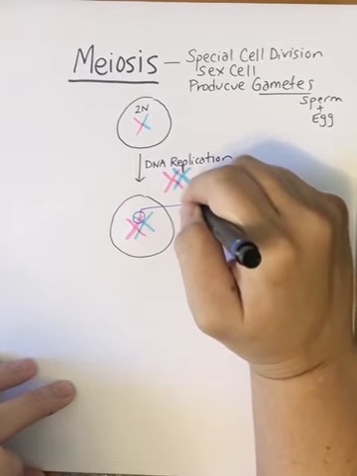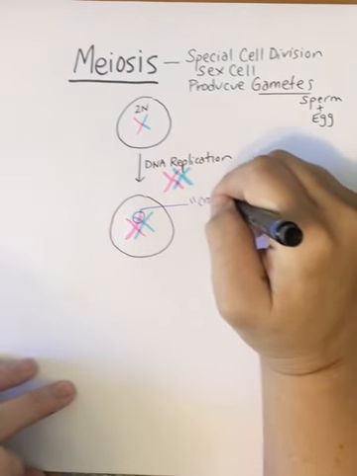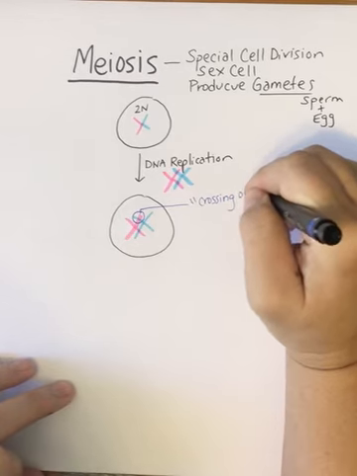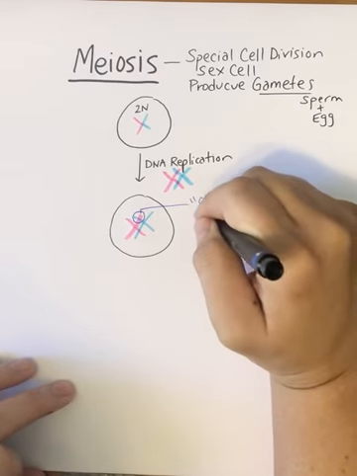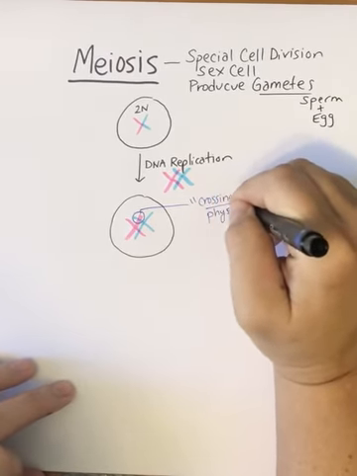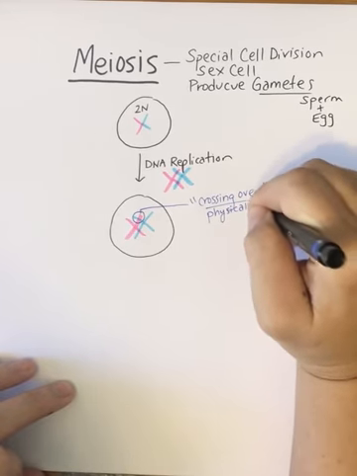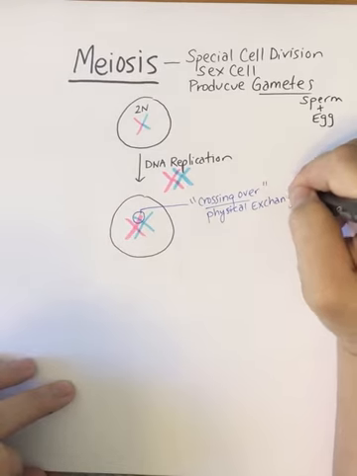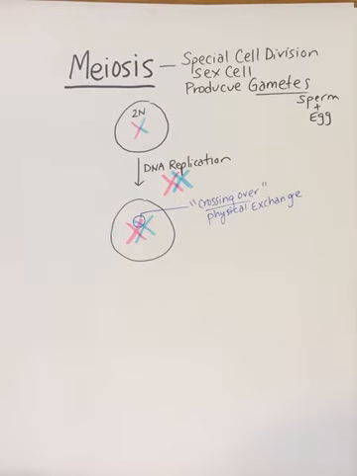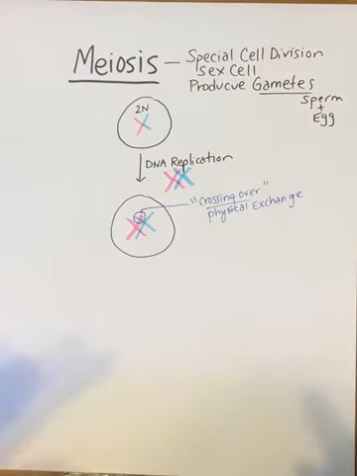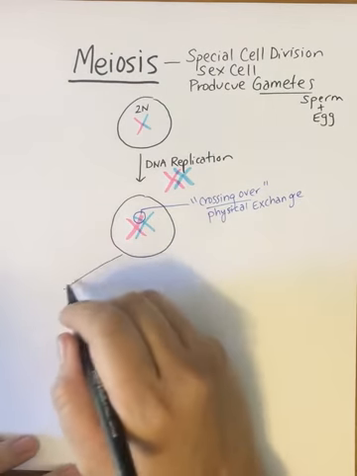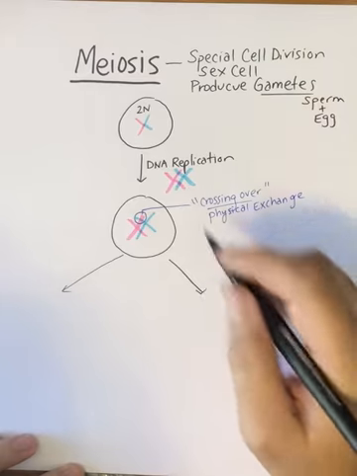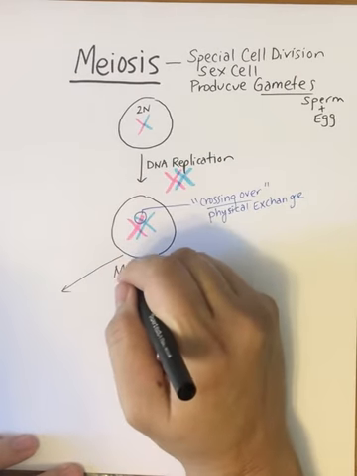So what happens is something that we call crossing over. Crossing over is basically a physical exchange that's going to happen between your non-sister chromosomes. So this piece right here is actually going to physically exchange itself, and you go through one round of cellular division. So this is going to have two rounds. We call this meiosis 1.